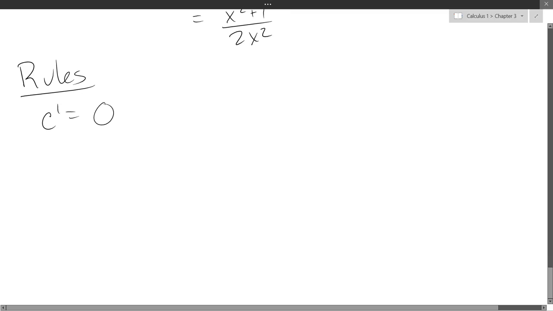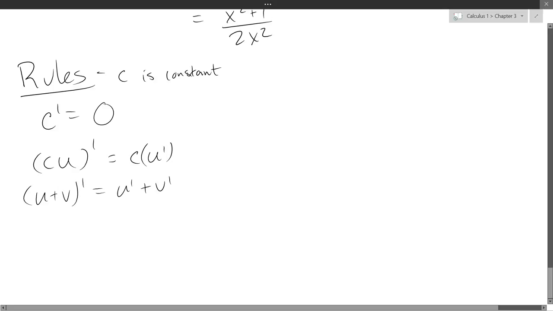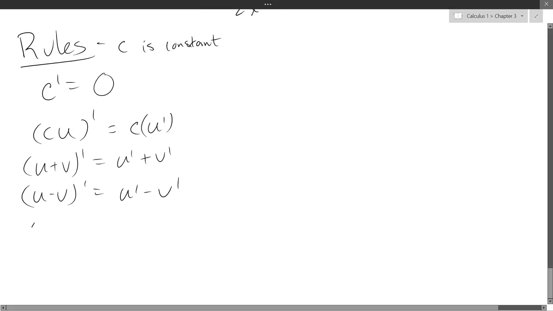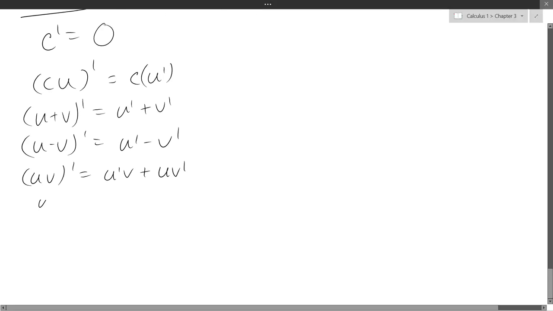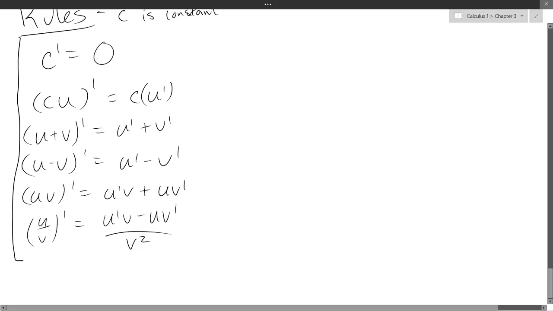All right, constant multiple rule. So the derivative of a number c is 0. So we have c is constant. So c times u derivative is c times just the derivative of u. That's the constant multiple rule. U plus v prime, u prime plus v prime. Same thing with difference. We have product rule. U times v prime is u prime v plus u v prime. U over v. U prime v minus u v prime divided by v squared. So there's all the rules in one spot.